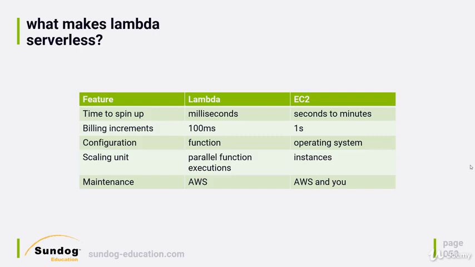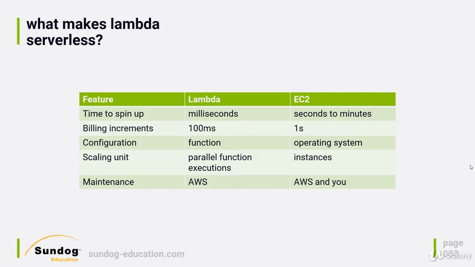EC2 bills by the second, and the cost depends on whether the instance was reserved or on demand or spot instances and the type of server that you want. Since your EC2 server is going to be sitting there running all the time until you shut it down, you might end up paying for a lot of computing resources that you're not actually using.